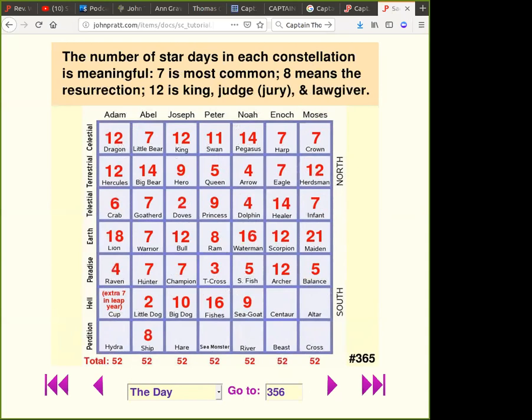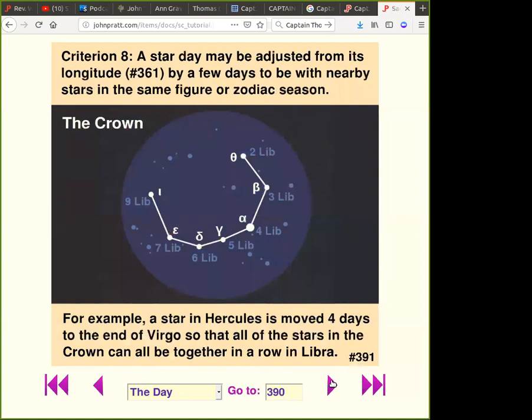Now we're going to skip up to slide 391. And here's criteria 8. So these came well after. I got to watch the time. We may not have any questions because I only got 6 minutes left. We have 40-minute meetings.